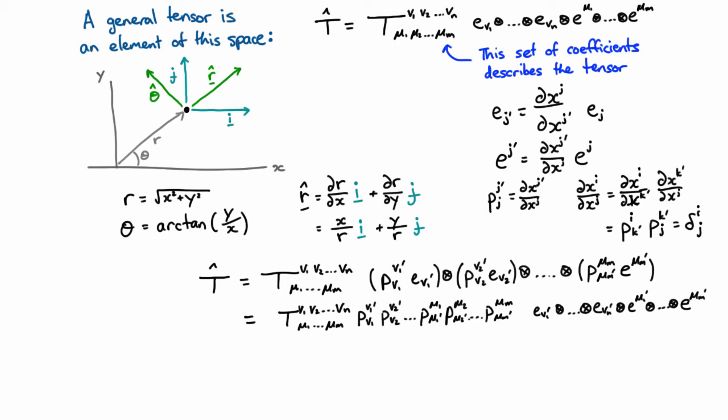But you'll see that the basis vectors and covectors have been transformed from the undashed frame to the dashed frame. So the terms in the bracket here are exactly the coefficients of the tensor in the dashed basis. And so what we've derived is a relationship between the coefficients in one basis to the coefficients in another basis.